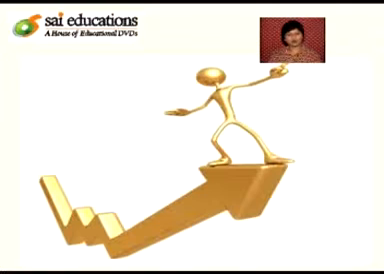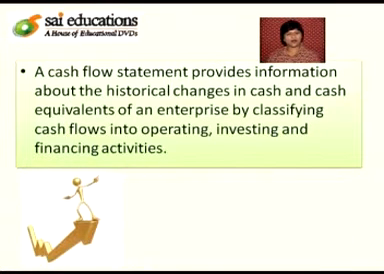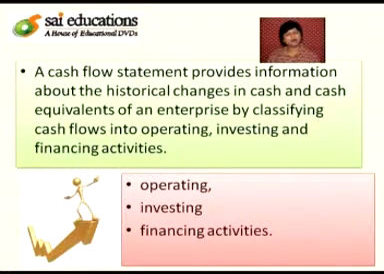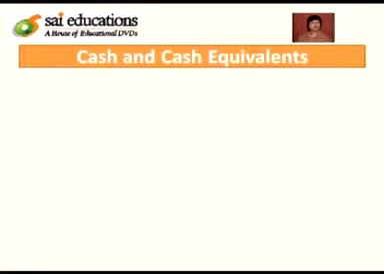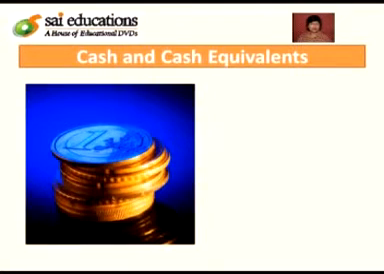Now, what is cash flow statement? Cash flow statement provides the information about the historical changes in the cash and cash equivalents of an enterprise by classifying cash flows into three types of activities: operating activities, investing activities, and financial activities. To prepare cash flow statement for all the years for each accounting period for which the other financial statements are presented. Now there are two terms used in the definition of cash flow statement, that is the cash and cash equivalent.